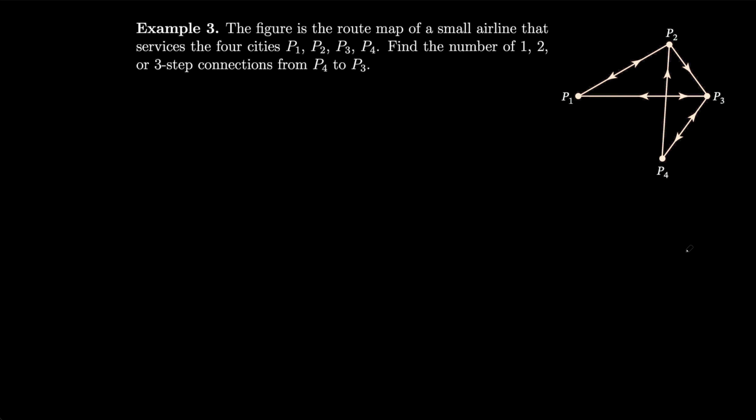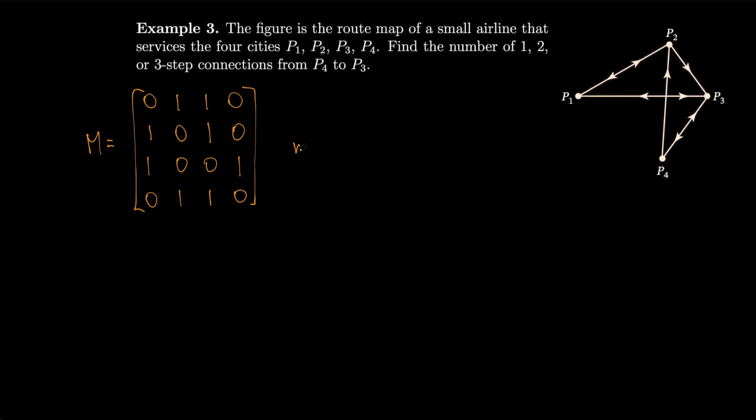So we have that P1 goes to 3 and to 2, so I'll put 0, 1, 1, 0. 2 goes to 1, doesn't go to 2, and it goes to 3, and not to 4. Then 3 goes to 1, and not 2, not 3, and to 4. And then 4 goes to 2 and to 3. So that's M.